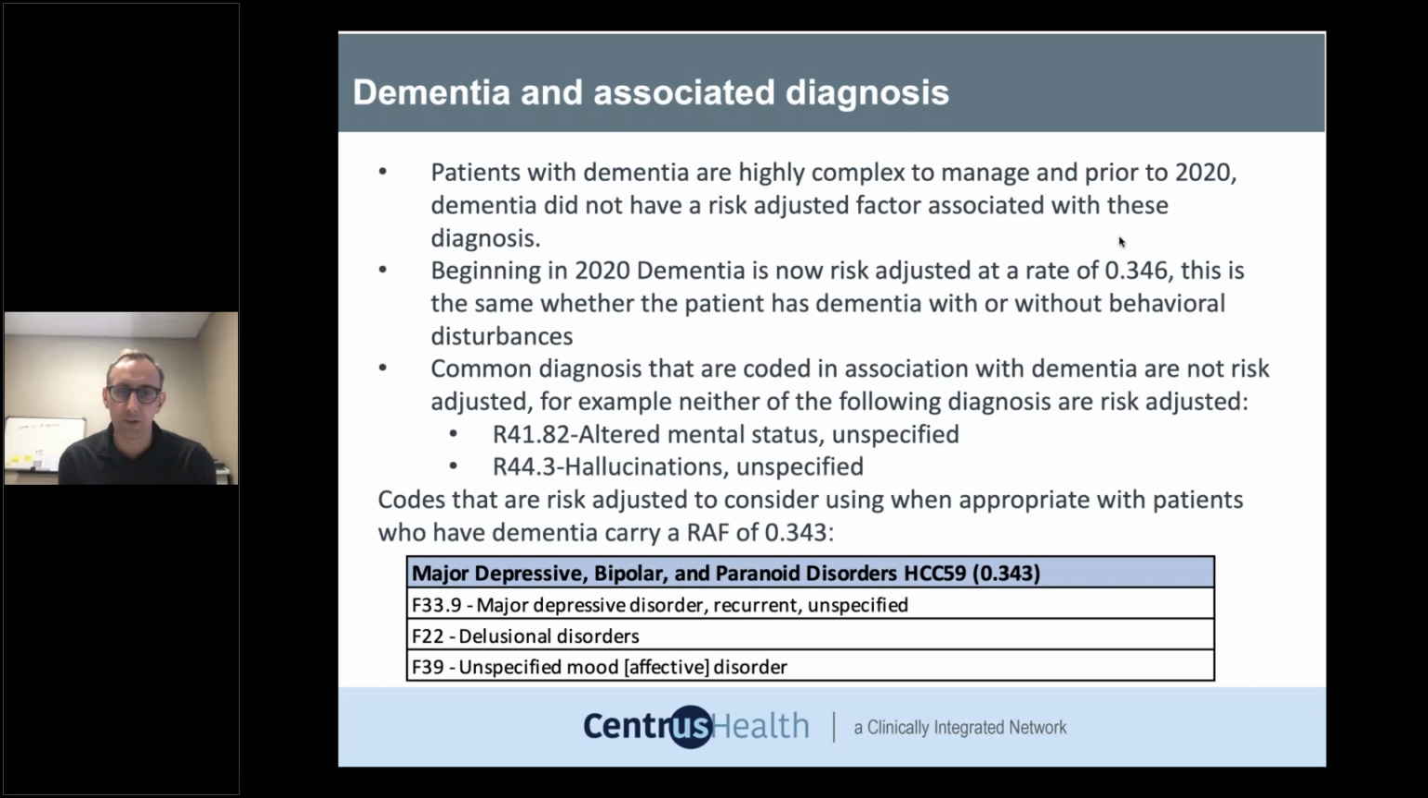So R41.82, altered mental status unspecified, we saw that quite a bit with these patients, as well as hallucinations unspecified, R44.3. Codes that you might want to consider with this patient: if they have depression, it's certainly fair to code depression, or delusional disorders or unspecified mood disorders. They might be a little bit more specific, especially on major depression disorder. And coding those together would increase the risk adjusted weight that goes along with this.